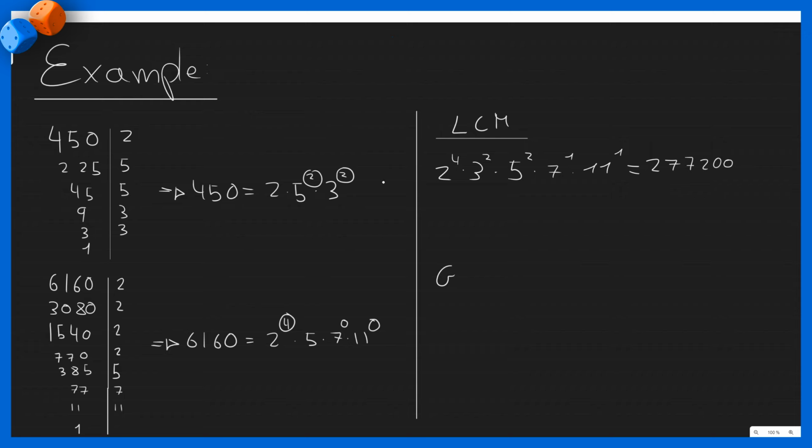Finally, to get the greatest common factor, we will take only the common factors, which in this case are only 2 and 5, because 3 is not over here, 7 is not over there, and 11 is not over there. And we're going to exponentiate them to the least power. So, 2 to the power of 1 times 5 to the power of 1, which is 10.